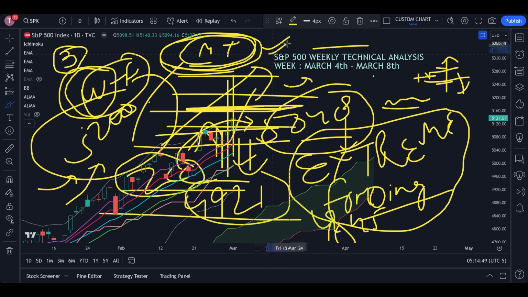And guys, this was my S&P 500 weekly technical analysis for the week of March 4th 2024. That is from March 4th, which is Monday, to March 8th, which will be Friday.